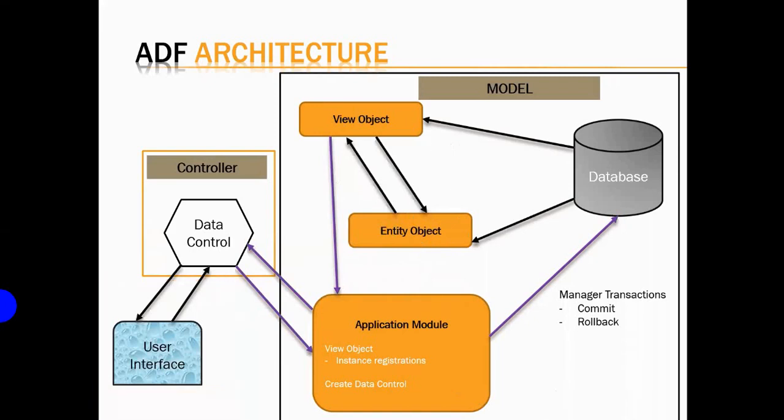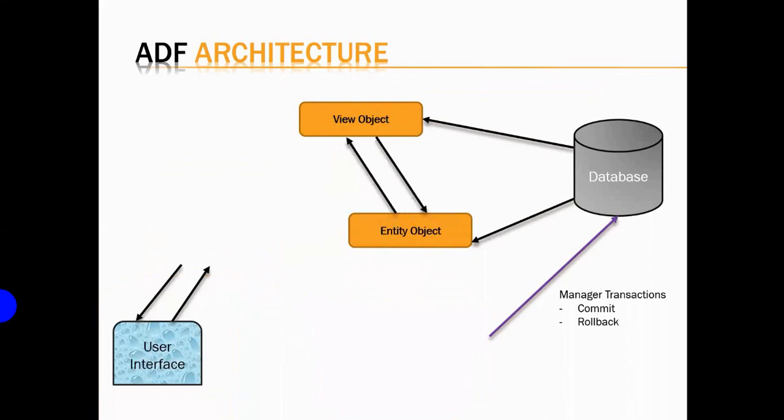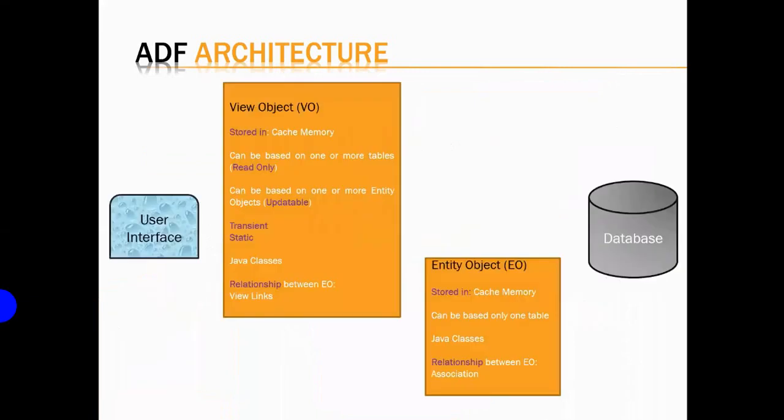I was also showing that we have different view objects. One is read-only, another is updatable, and we have a transient one, which stores the value temporarily, and one which is static. We have seen four kinds of view objects yesterday. And now let us try to explore each and every kind of view object and entity object respectively.